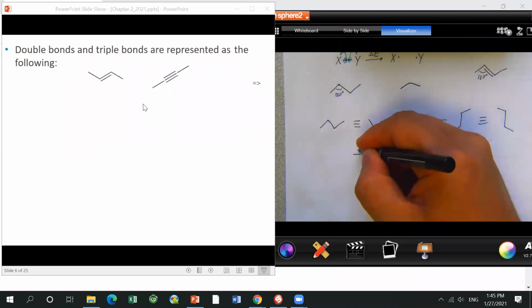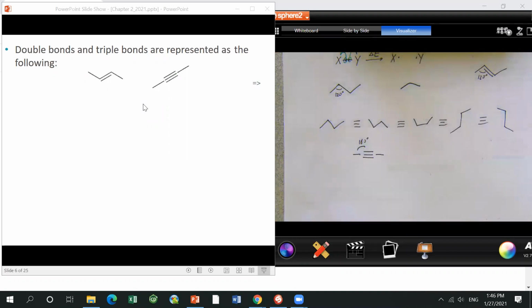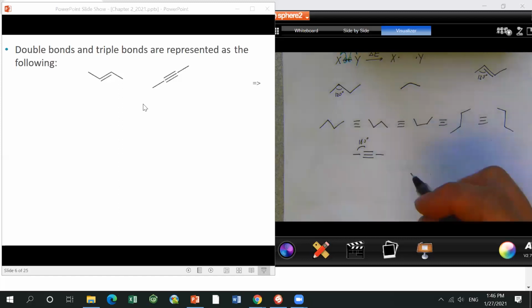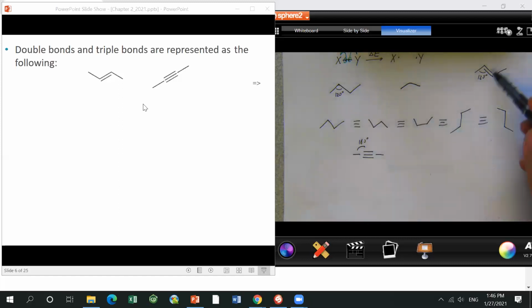The reason for that is the triple bond is sp hybridized, so the bond angle should become 180. So you need to show the angle, kind of a straight line. That's a little bit different from the double bond and also the single bond. For a triple bond, just show a straight line.